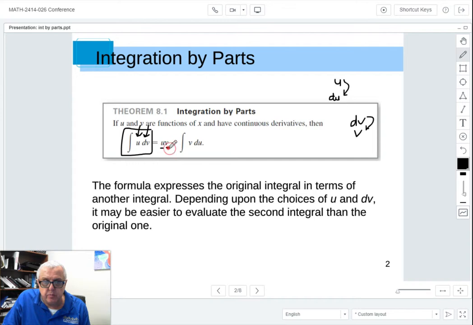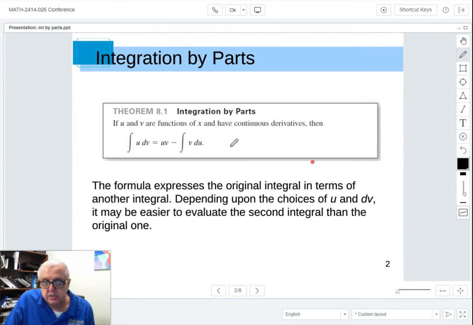We put U here, we put V here, V and U here, then we integrate this again, and then we end up with our answer. So just remember, we're integrating U dV, and then it turns into this form.